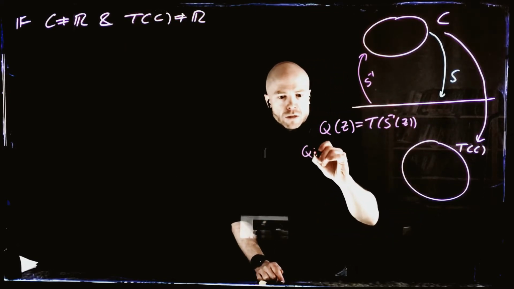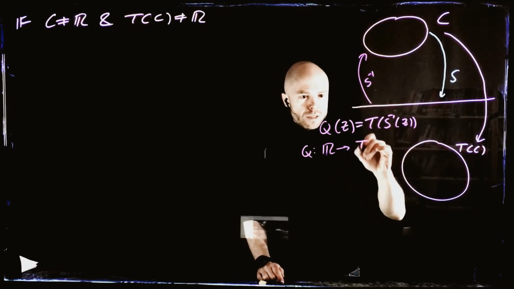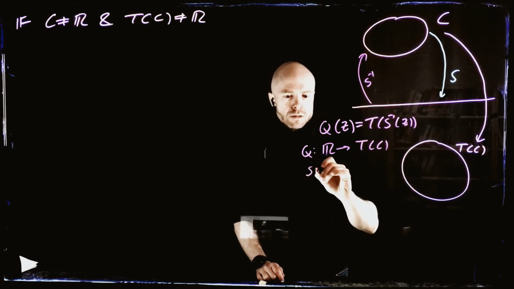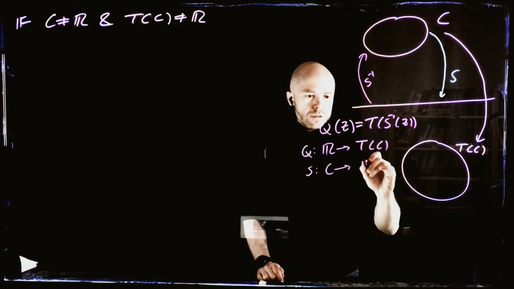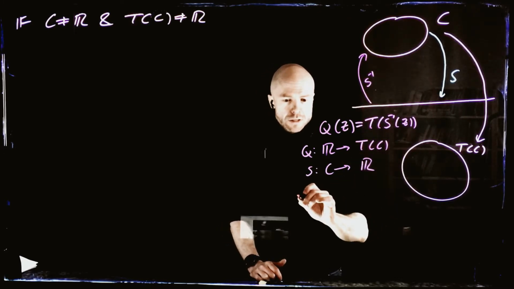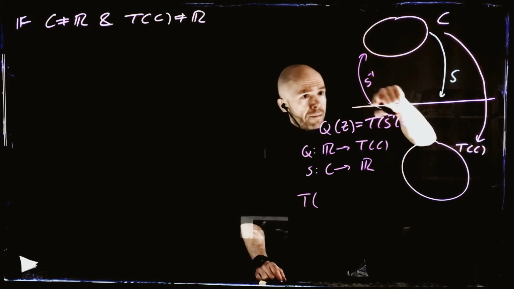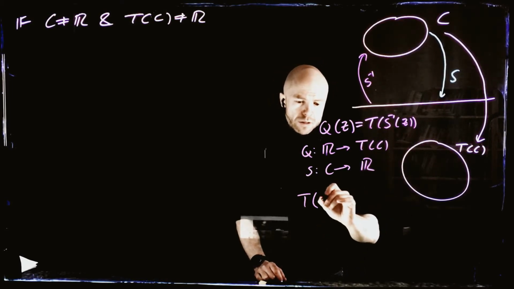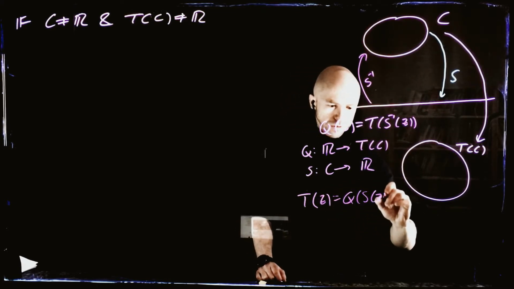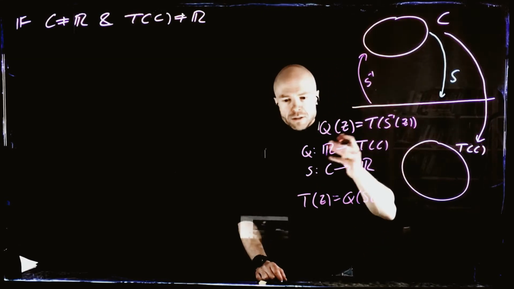So Q is going to send the real numbers into T of C, like this. Yeah? And S is going to send C into the real numbers. And the way we've set this up is that we have our mapping that we're actually interested in, T. T is what happens when we map with S and then map back with Q, right? So we're going to have T of Z is equal to Q of S of Z, like this. Just by the way this thing is defined. If you just stick S of Z into this, you get T of Z. Yeah?